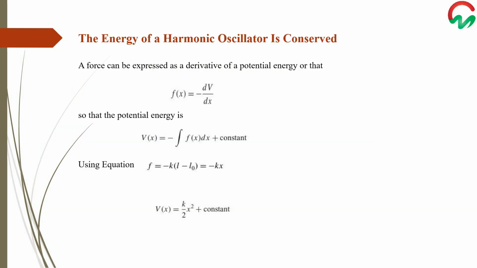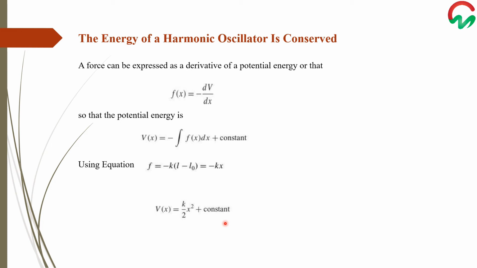Students, now we are going to discuss the energy of the harmonic oscillator. Let's look at the total energy of the harmonic oscillator. The force is given by the derivative of potential energy, F of x equals minus dV by dx, so that potential energy V(x) is equal to minus the integral of F(x) dx plus a constant. Using the equation we have already discussed, that the restoring force F is equal to minus k(L minus L0), which is equal to minus kx, and putting it in this equation, the potential energy becomes V(x) equals k by 2 x squared plus a constant.